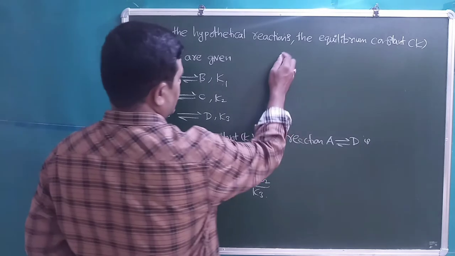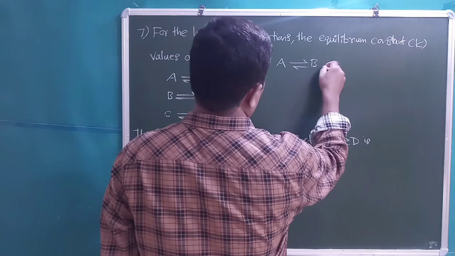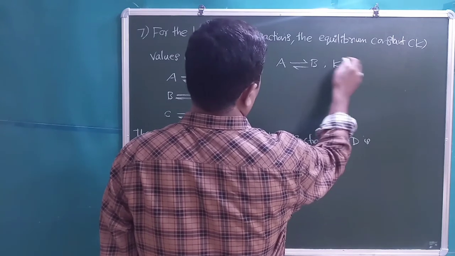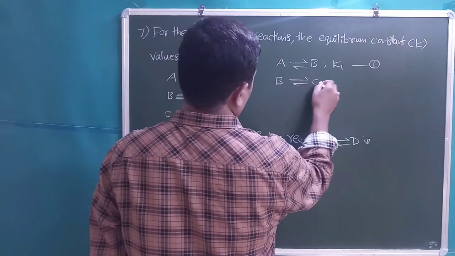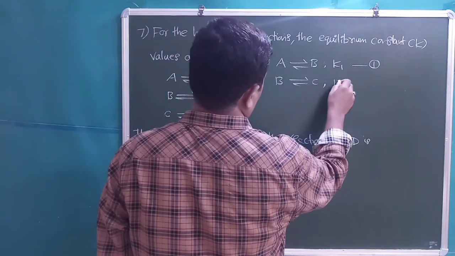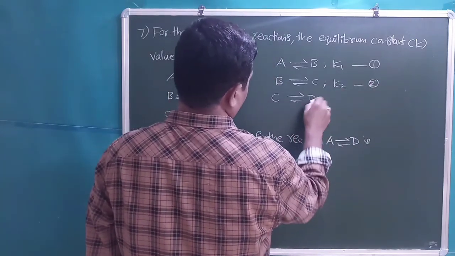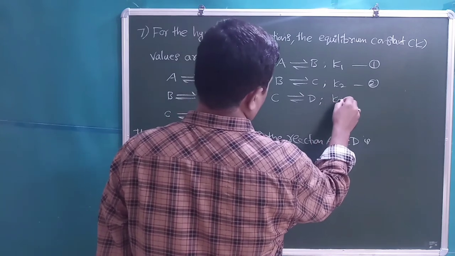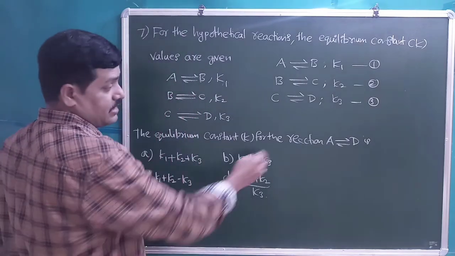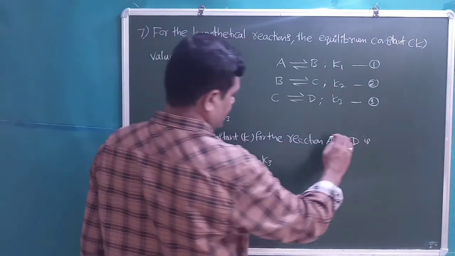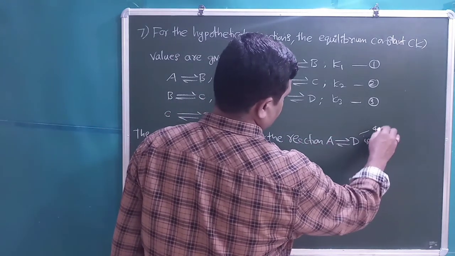Students, the given equations: A gives rise to B, equilibrium constant is K1. Let us assume this as equation 1. B gives rise to C, equilibrium constant is given as K2. Assume it as equation 2. C gives rise to D, equilibrium constant is given as K3. Let us assume this as equation 3. So the equation for which they are asking us to calculate the equilibrium constant is A gives rise to D, the fourth equation.